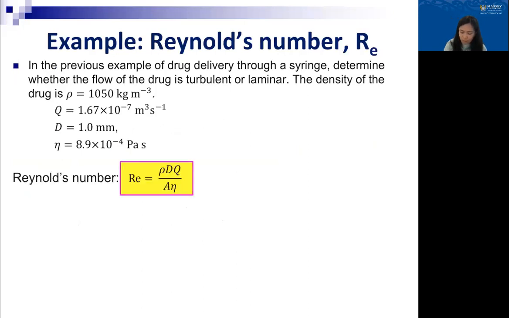A Reynolds number is this equation: density times diameter times the flow rate divided by the cross-sectional area times the viscosity. So area, we can assume that the syringe is a cylinder. If you cut through the syringe and look at one end, you'll see a cross-sectional shape of a circle. And the area of that circle is pi r squared. The radius is half the diameter. Remember to convert that to meters.